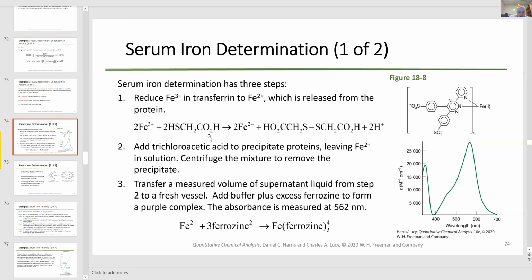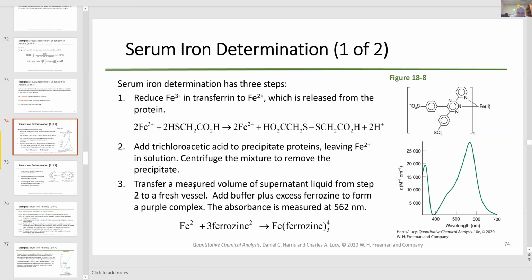So anyway, you reduce it with thioctic acid there, and then you add trichloroacetic acid, precipitate the proteins, leave iron 2, centrifuge it down. When you centrifuge, you remove the protein precipitate, but not the iron 2. Sorry, the iron 2.